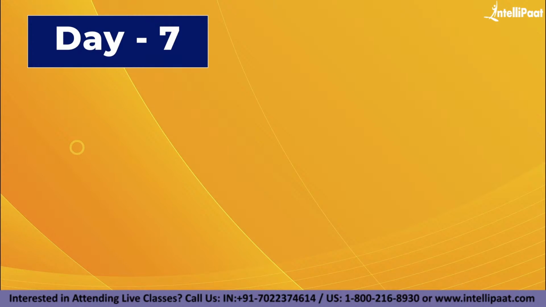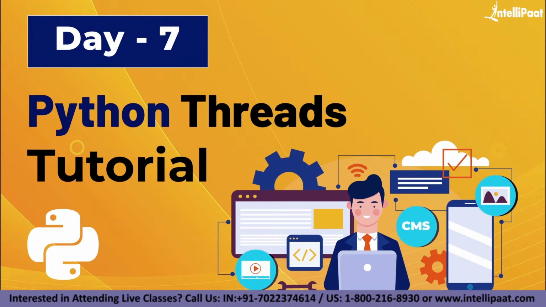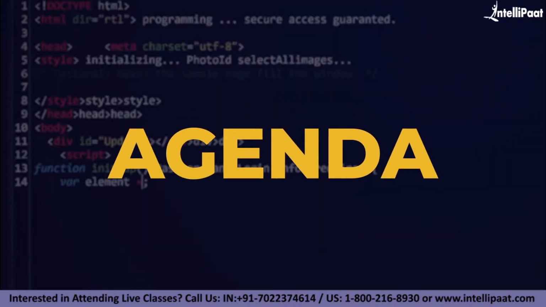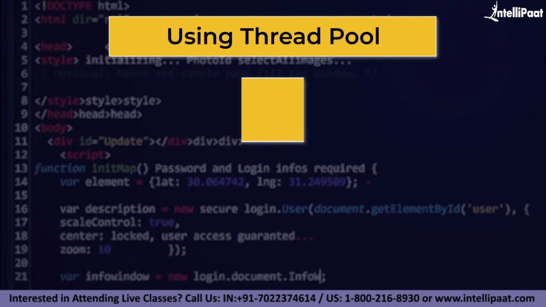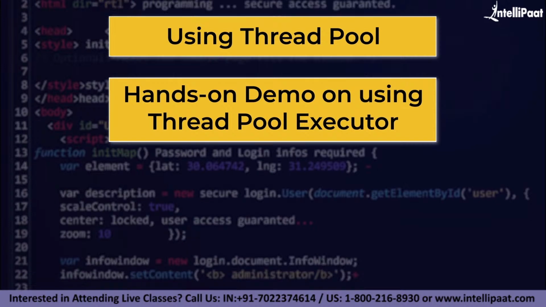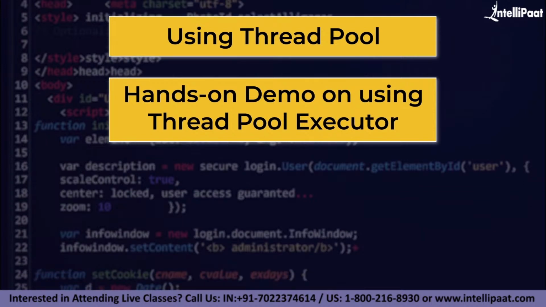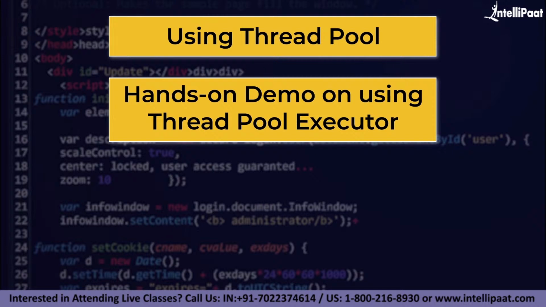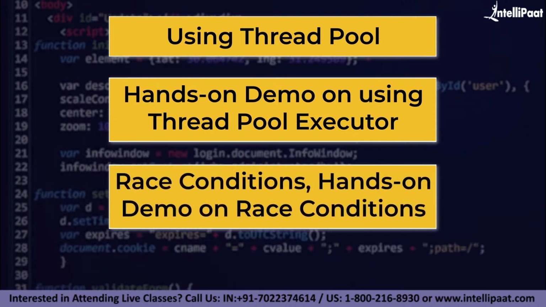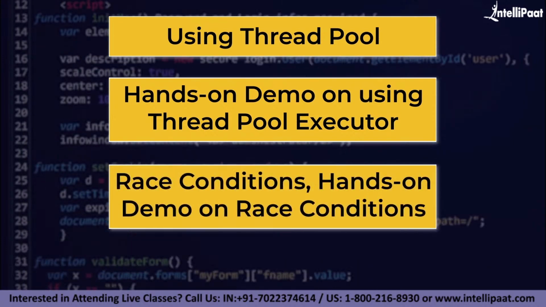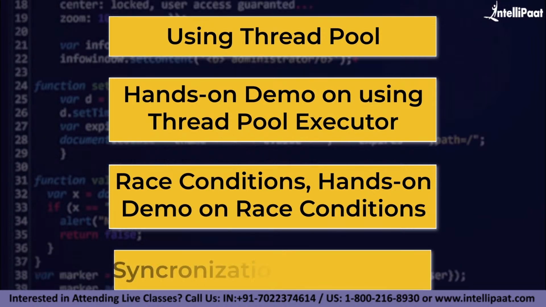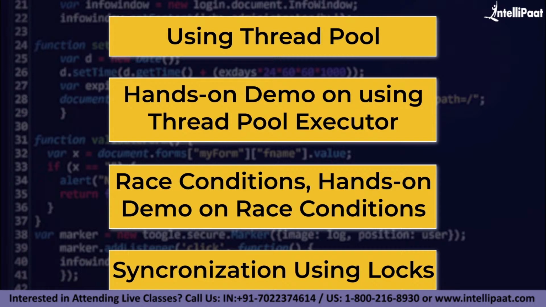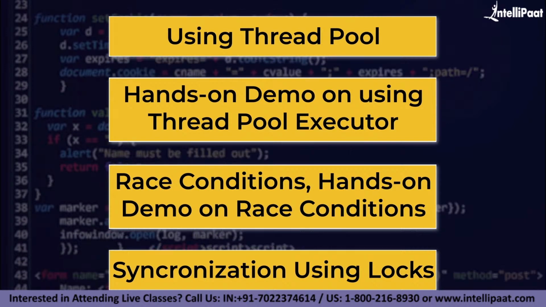So, in this session, we're going to learn various Python concepts again. Before moving on, let's take a quick glance at the agenda. We'll first understand how to use a thread pool. Once we understand that, we'll look into an actual demo on using thread pool executor. Then we'll look into concepts like race conditions, and again do a hands-on demo on race conditions, and finally we'll look into synchronization using locks. So this is a continuation of the previous session.